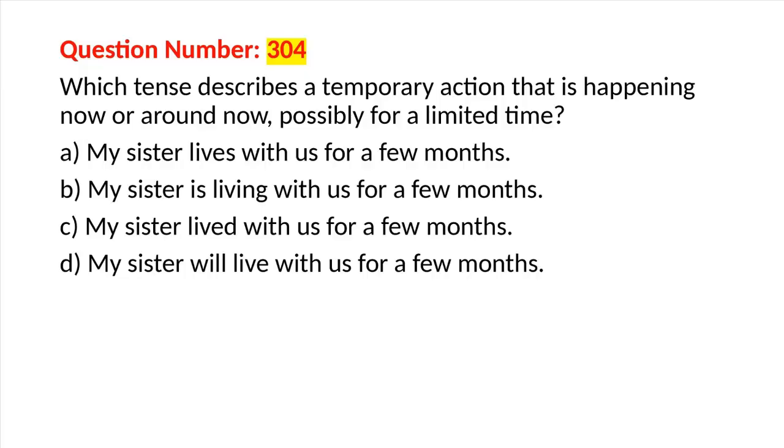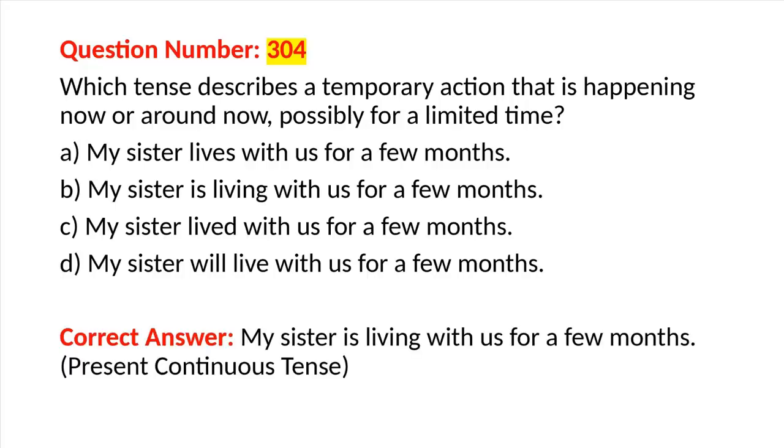Question number 304. Which tense describes a temporary action that is happening now or around now, possibly for a limited time? A. My sister lives with us for a few months. B. My sister is living with us for a few months. C. My sister lived with us for a few months. D. My sister will live with us for a few months. Correct answer, my sister is living with us for a few months. Present continuous tense.